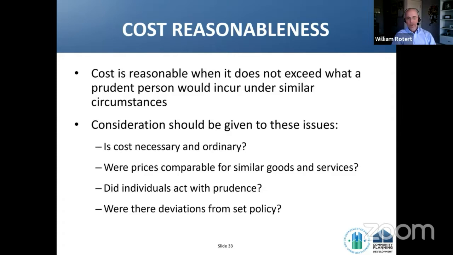And lastly, were there any deviations from set policies? We spend a lot of time working with grantees to make sure they have a policies and procedures manual. And that policies and procedures manual goes into some depth about how they go about administering their programs. Were there any deviations from that set policy? That's the sort of thing that would stand out and might not be what a prudent person would otherwise do.